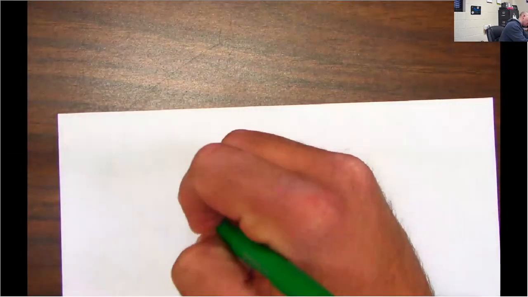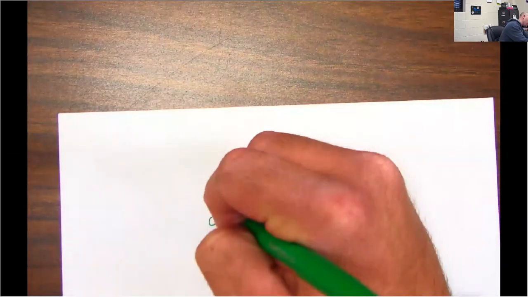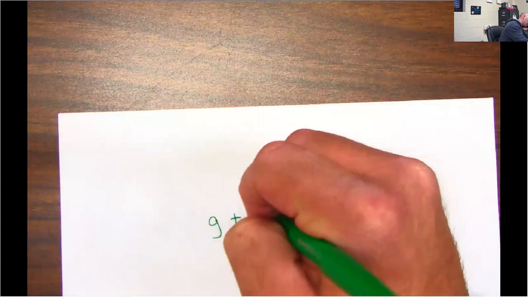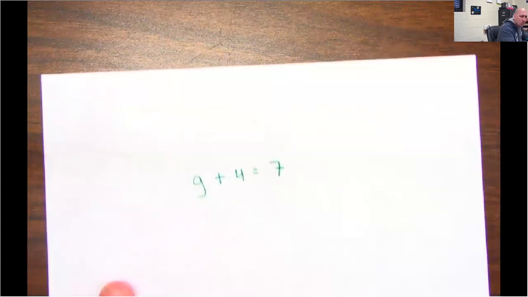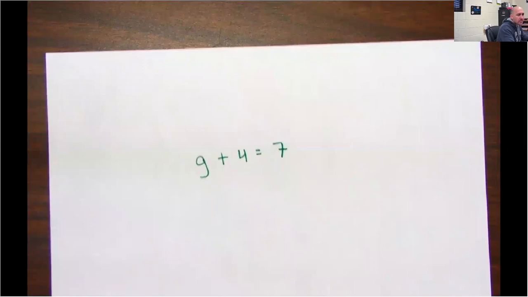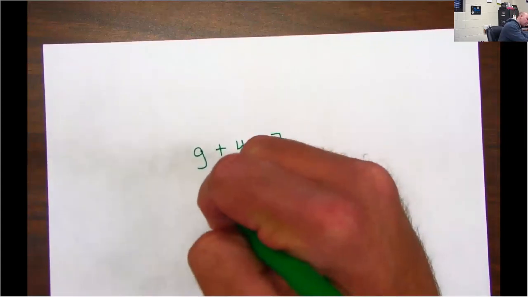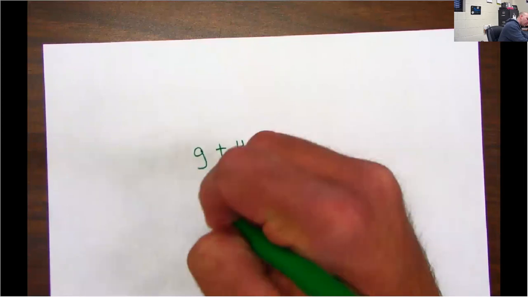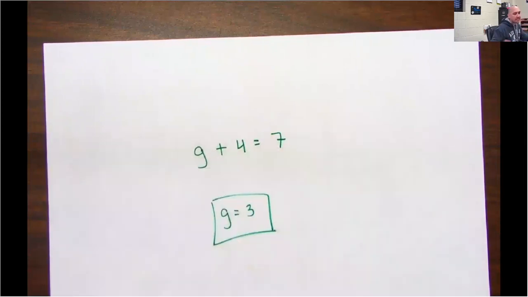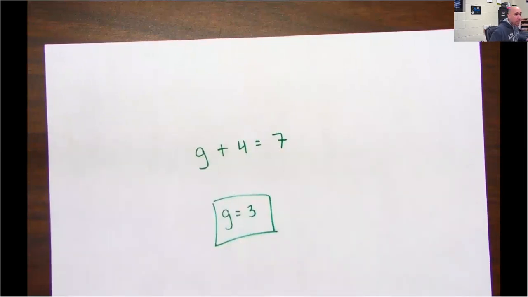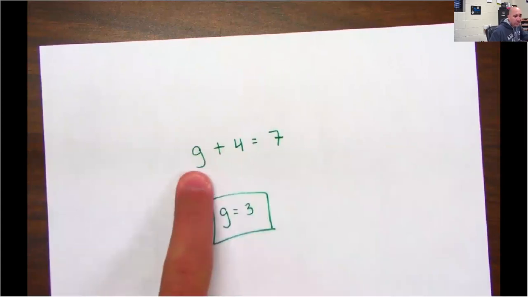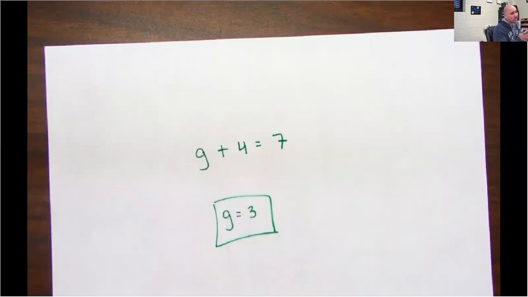Let's say some unknown number g plus 4 equals 7. Well, what is the value of g? And some are like, it's 3. Well, yes, it is 3. And you're like, wow, Mr. Noland, math is easy. I'm like, yes, it is. But some of y'all are able to do that in your head. But I'm going to show you mathematically how we do it because we're going to see some problems that are a lot harder than this.